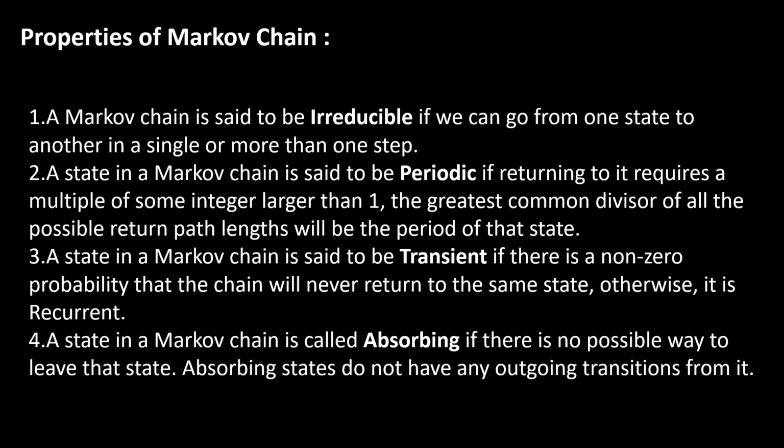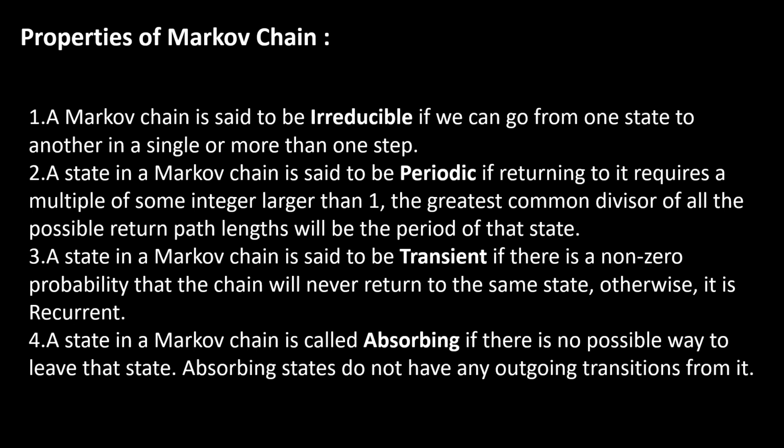Properties of Markov chain. There are four properties of Markov chains. First property, a Markov chain is said to be irreducible if we can go from one state to another in a single or more than one step. A state in a Markov chain is said to be periodic if returning to it requires a multiple of some integer larger than 1. The greatest common divisor of all the possible return path lengths will be the period of that state.